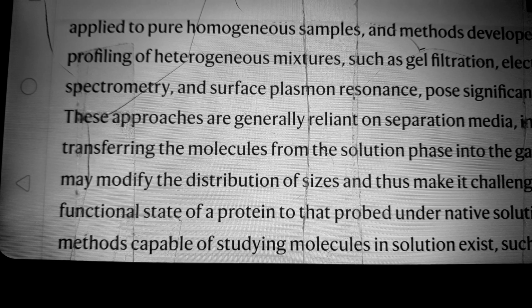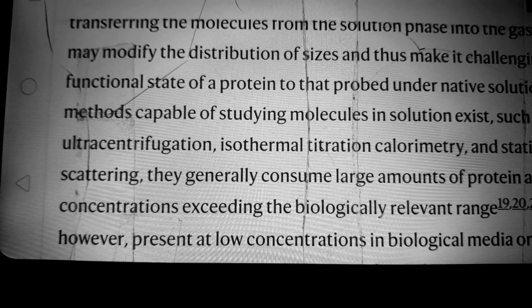These approaches are generally reliant on separation media, immobilization, or transferring the molecule from the solution phase into the gas phase, all of which may modify the distribution of sizes and thus make it challenging to relate the functional state of protein to that probed under native solution conditions.